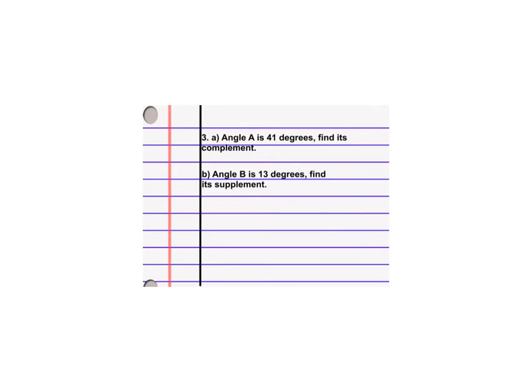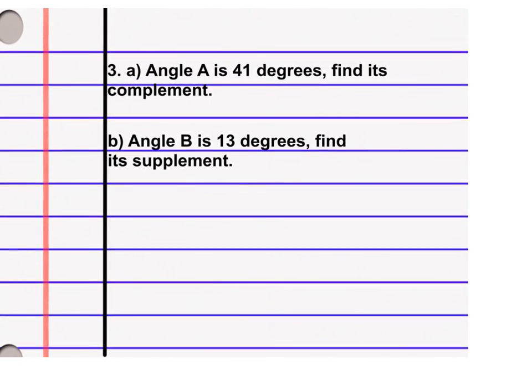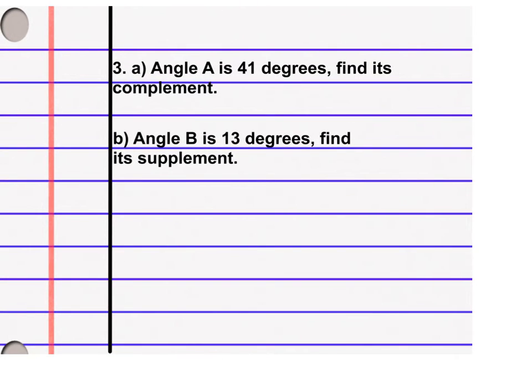Okay. All right, number 3 is just showing you some problems without a diagram. So you can abbreviate a little bit, but you should have the problems copied down for 3A and 3B. So angle A is 41 degrees. Find its complement. Complement, C and C. So you do need to kind of memorize that. That means they add up to 90. So 90 minus 41. And you can use a calculator. Okay, I'm going to get 49 degrees.